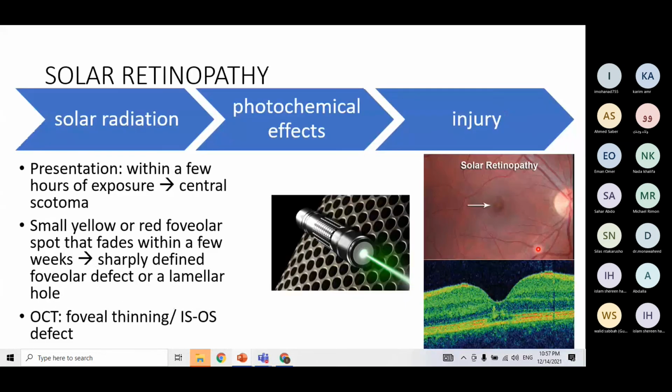Chorioretinopathy, as I told you, there's what we call the outer lamellar defect. So when you see something like that on the OCT, think about solar retinopathy, think about laser retinopathy, think about treated macular hole or aborted macular hole, and usually it shows that defective ISOS junction.